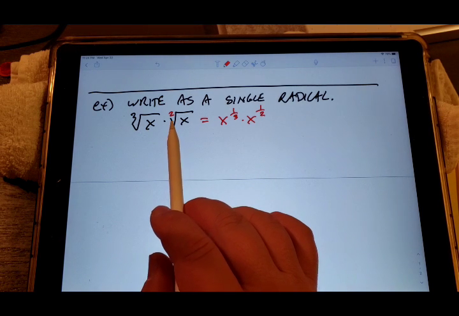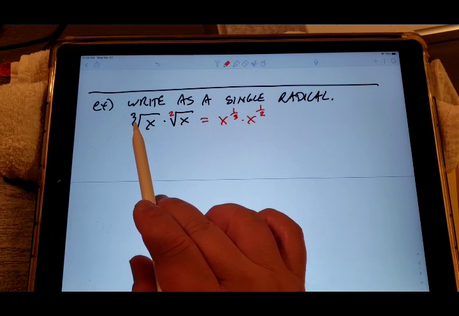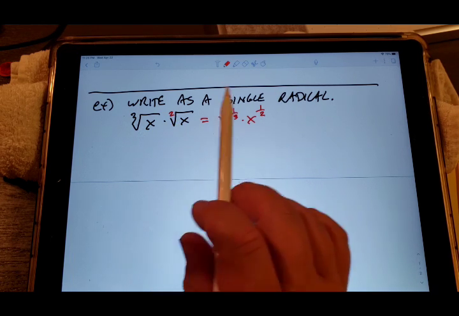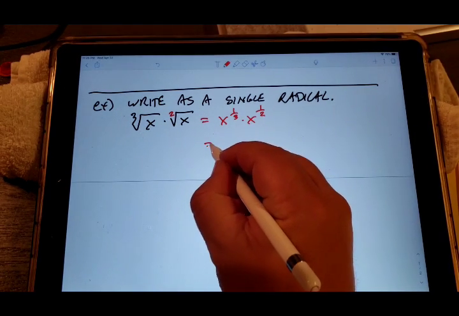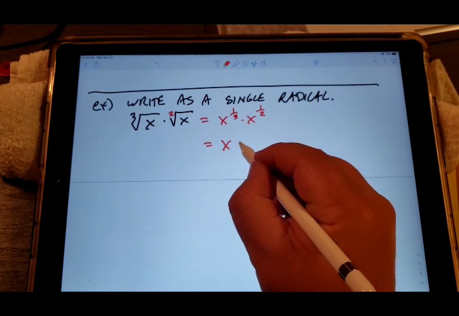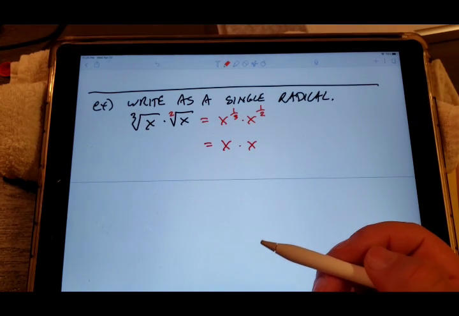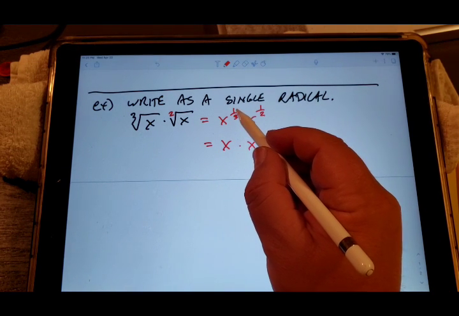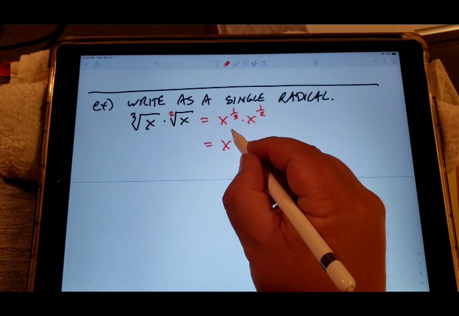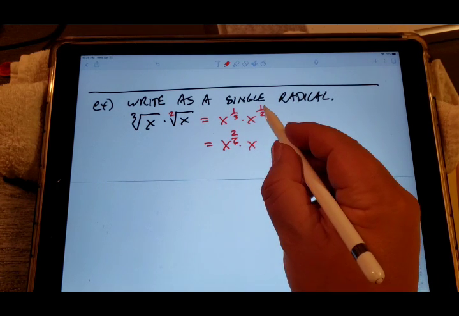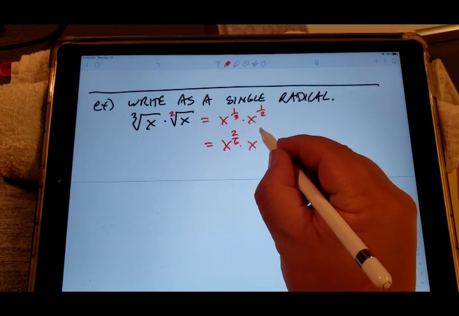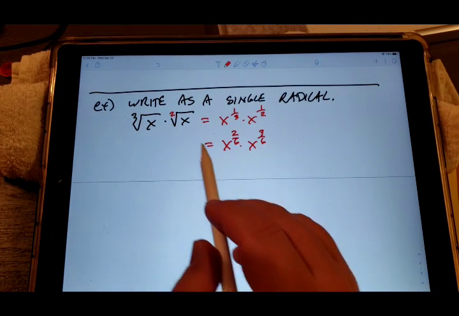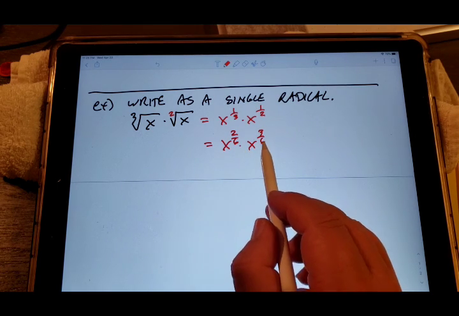I need to make the indices the same. And if you follow the reasoning here, that's the same thing as making the denominators the same. So I'm going to go ahead and use something that we know here. Going way back, I can change 1/3 to 2/6, and I can change 1/2 to 3/6. Again, the goal was to make the indices the same, and that means, in this case, I needed the denominators to be the same.